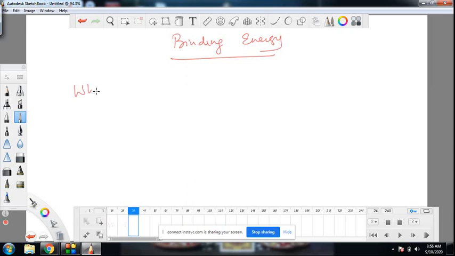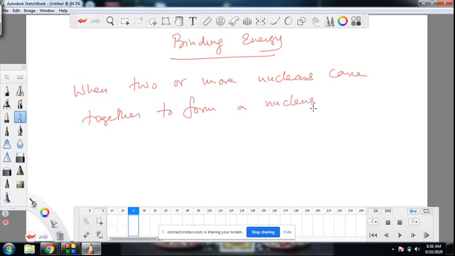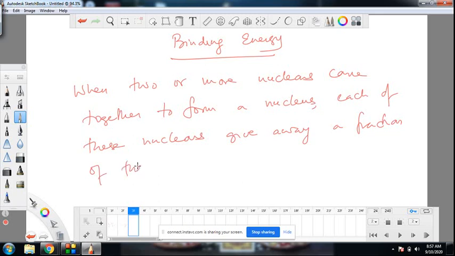When two or more nucleons come together to form a nucleus, each of these nucleons gives away a fraction of its mass, which gets converted to energy and is released in the formation of the nucleus.